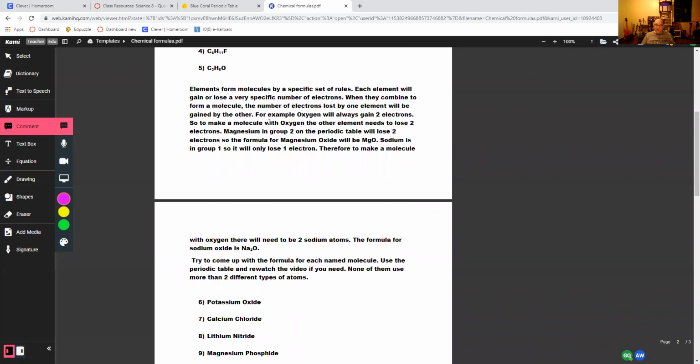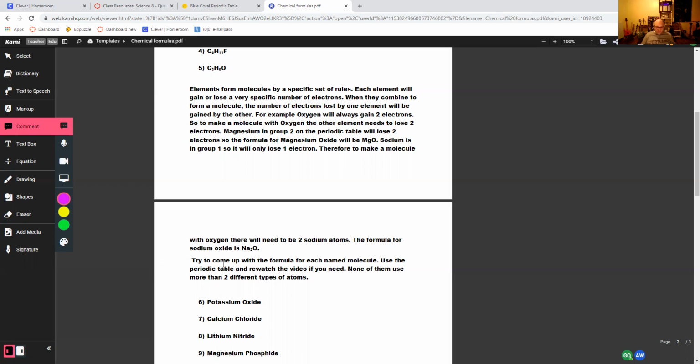So to make a molecule with oxygen, the other element needs to lose 2 electrons. Magnesium in group 2 on the periodic table will lose 2 electrons. The formula for magnesium oxide will be MgO. Sodium is in group 1, so it will only lose 1 electron. Therefore, to make a molecule with oxygen, there will need to be 2 sodium atoms. The formula for sodium oxide is Na2O. Sodium is Na.